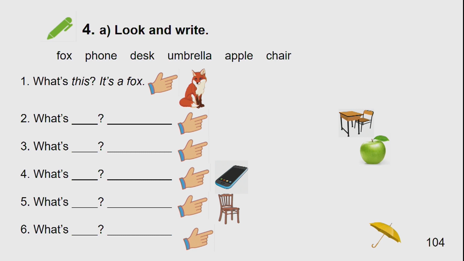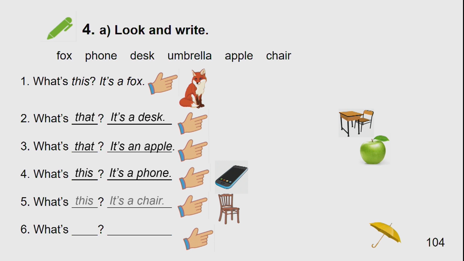Number 1. What's this? It's a fox. Number 2. What's that? It's a desk. Number 3. What's that? It's an apple. Number 4. What's this? It's a phone. Number 5. What's this? It's a chair. And number 6. What's that? It's an umbrella.